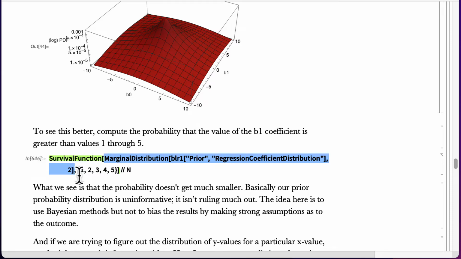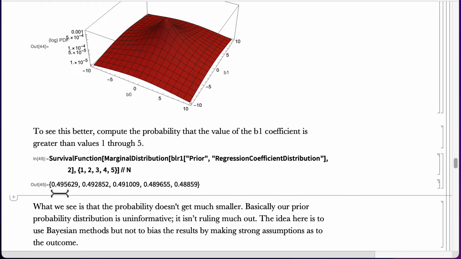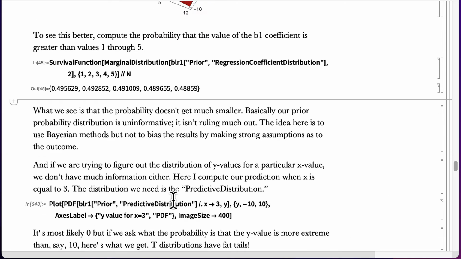If this is an informative prior, you're going to see that as our B1 value increases, you should see a decline in the survival function. Basically, our model will be killing off high values. Let's see if that's the case. And no, it isn't really. It's barely killing it off at all. So the probability isn't getting any smaller as we move away from the center. And that's exactly what we want. This is a very uninformative prior. We're going in this instance to let the data speak for itself.